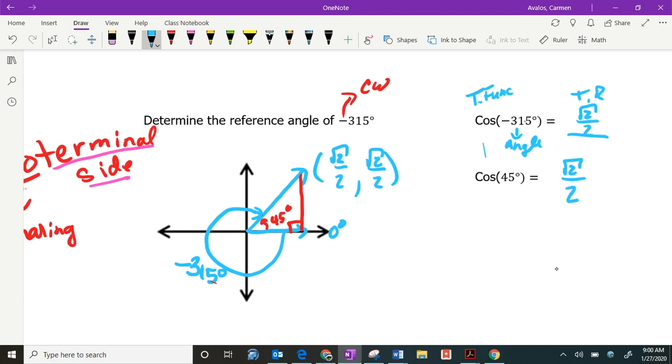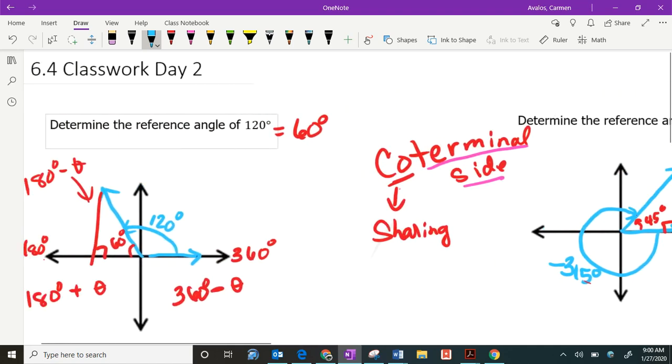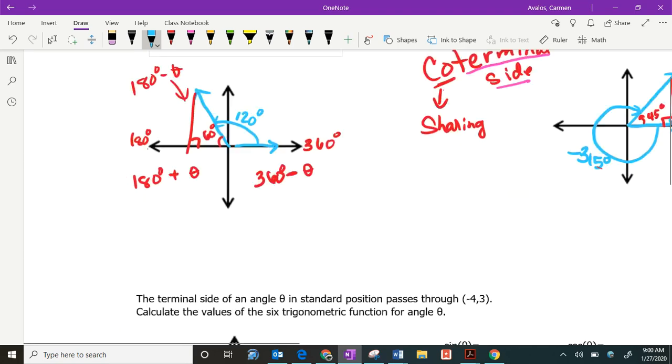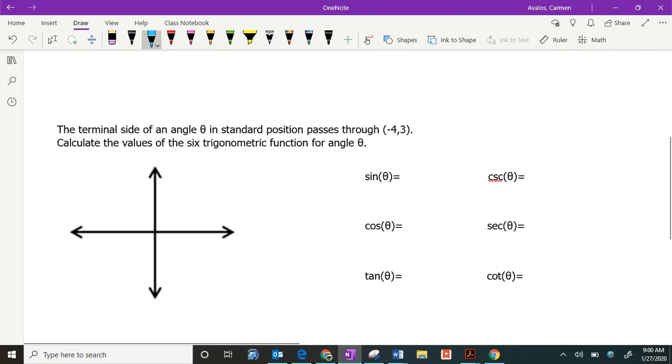The reference angles and the standard position angles will always be coterminal, and so therefore we are going to start and end at the same position. So they're going to have the same trig ratio. Okay, and then how do I fill this in?